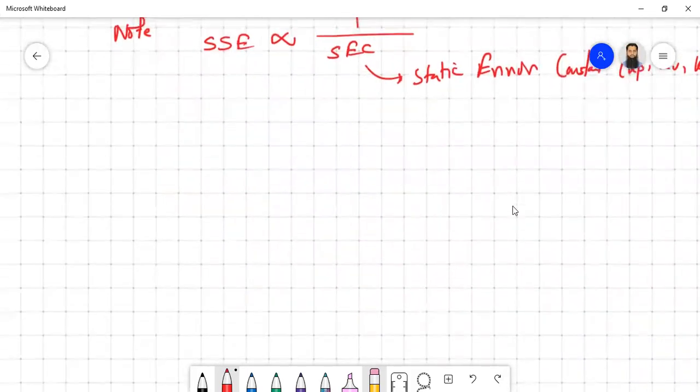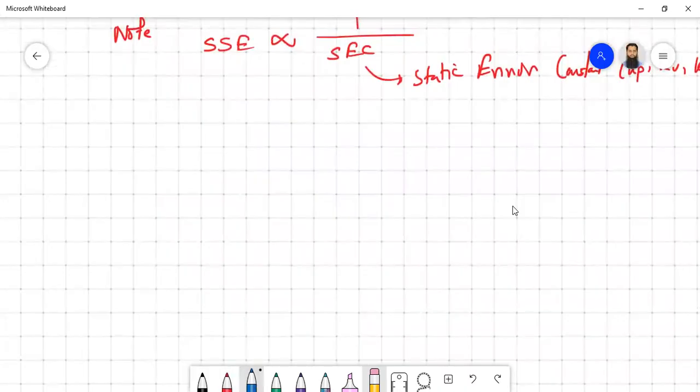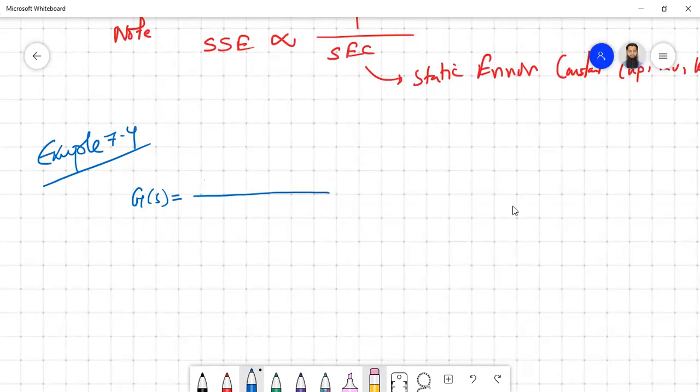Okay, so let us go with another example, example 7.4. Three different transfer functions are given, and for each of them we would have to apply all three test inputs. But whatever we know so far, it's worthless to apply the other two because we already know the result. So the first transfer function is 500 into (s plus 2) into (s plus 5), divided by (s plus 8), (s plus 10), and (s plus 12). So this is the first one.